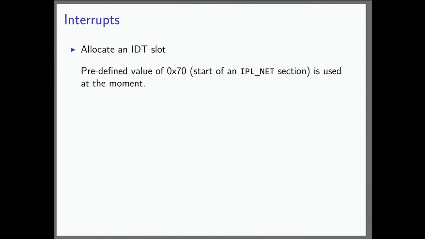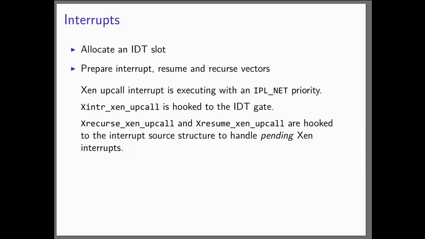What this means is that our IDT table is basically segmented logically into different IPL levels, and the IPL net section starts with 70. This means that this interrupt is an IPL net interrupt. This is important because we want to do pending interrupts. Xen interrupts in FreeBSD cannot be masked unless you disable interrupts altogether. In OpenBSD, it's not like that.